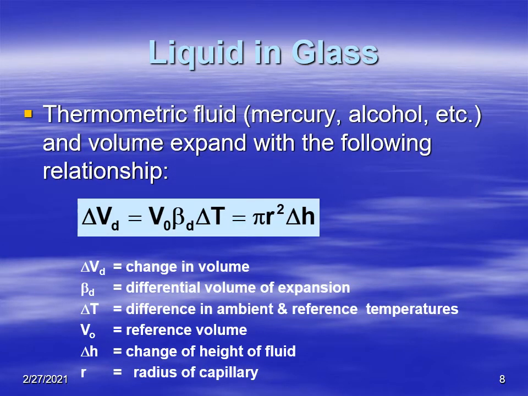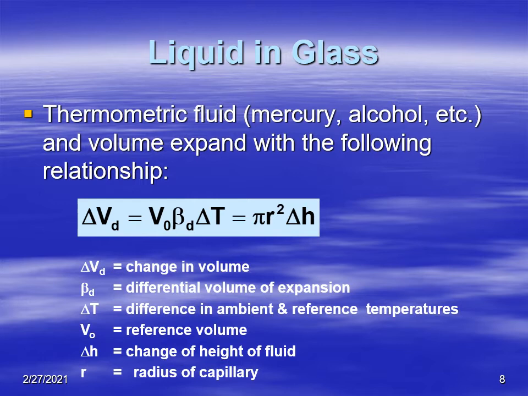The thermometric fluid that's used, whether it be mercury or alcohol, expands based on this relationship. It shows the change in volume of the fluid is equal to the initial volume of the fluid times beta, which is the differential volume of expansion, the difference between glass and the fluid, whether it be mercury or alcohol, times the change in temperature. So you'll have a change in the volume of the fluid based upon the initial amount of fluid, the thermal expansion coefficient, and then finally the temperature.